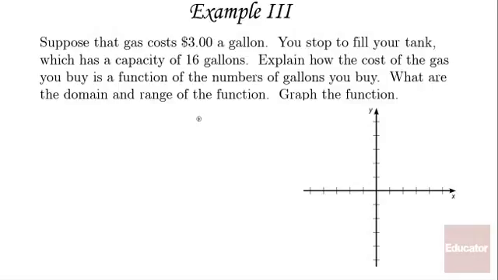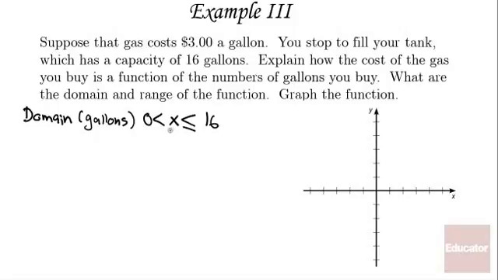Okay. So this time, let's talk first about the domain and the range, because in order to graph it, I really need to know what my domain and range are. My domain is going to be the number of gallons of gas that I can buy. So this is going to be my gallons. And I can actually buy any amount of gas above 0. I could buy just a half a gallon or less. Therefore, my domain is going to be any value of X greater than 0. But my tank only holds 16 gallons. So the maximum is 16. Therefore, my domain is going to be X is greater than 0, but less than or equal to 16.